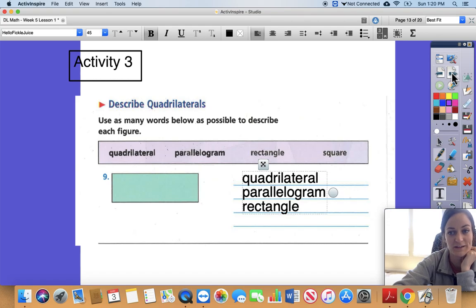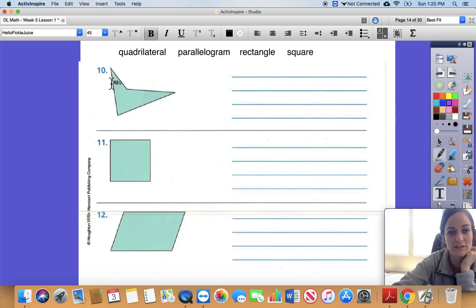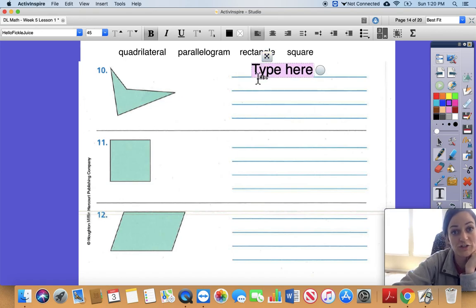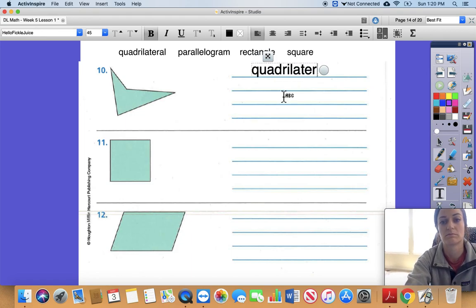All right, let's do another one. Okay, let's look at this shape. Is this shape a quadrilateral? Well, a quadrilateral means that it has 4 sides. So does this shape have 4 sides? 1, 2, 3, 4. Yes, so it is a quadrilateral.